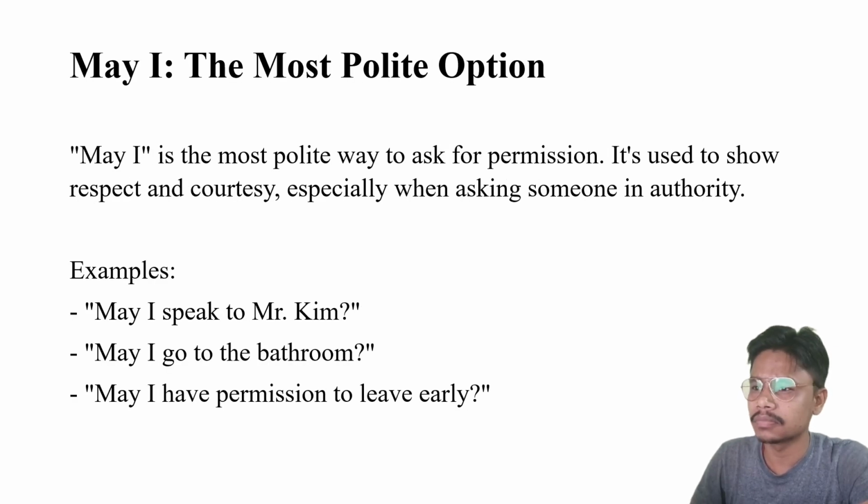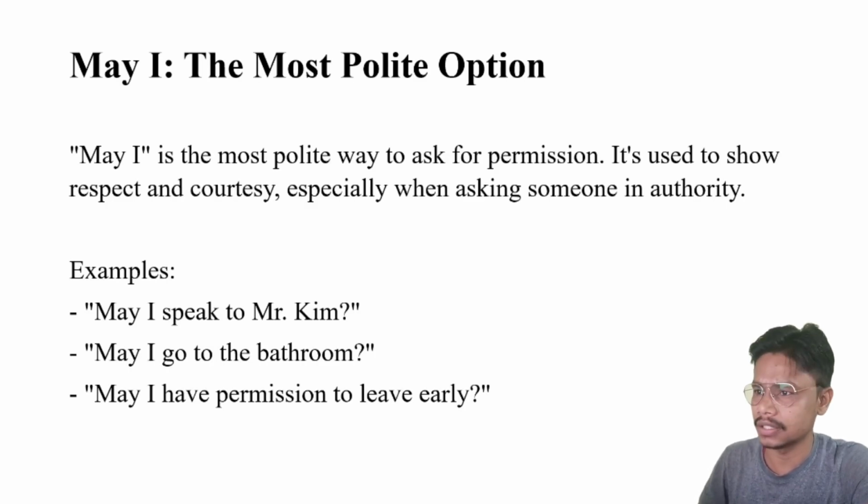May I? The most polite option. May I is the most polite way to ask for permission. It's used to show respect and courtesy, especially when asking someone in authority. Examples: may I speak to Mr. Kim? May I go to the bathroom? May I have permission to leave early?